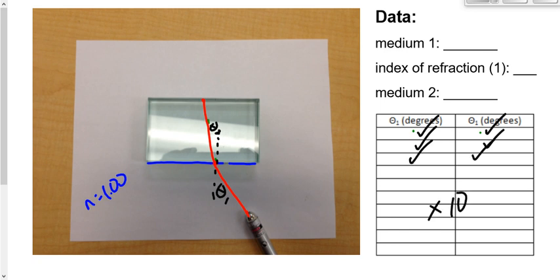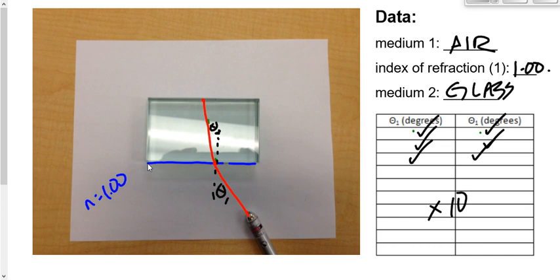And as we almost always do, we have 10 trials here, at least 10 trials. What other data are you going to need to record? Well, medium 1 is air. Medium 2 is glass. And the known index of refraction of medium 1, which is air, is 1.00. So, angle of incidence, angle of refraction. Change the angle of incidence, see what the angle of refraction becomes, change the angle of incidence again, see what it becomes again, and so on.